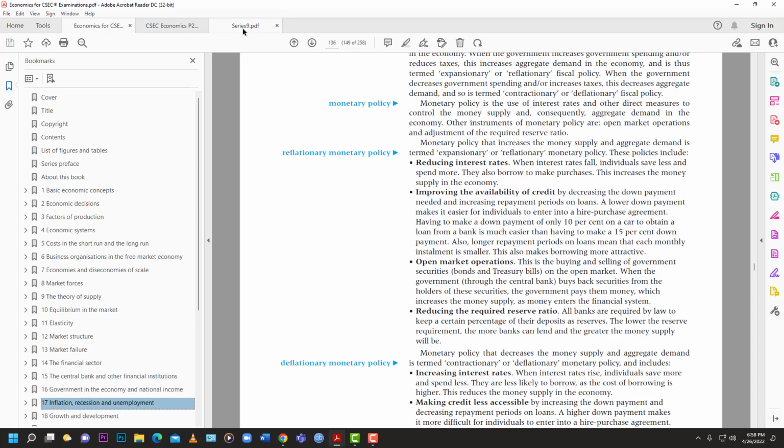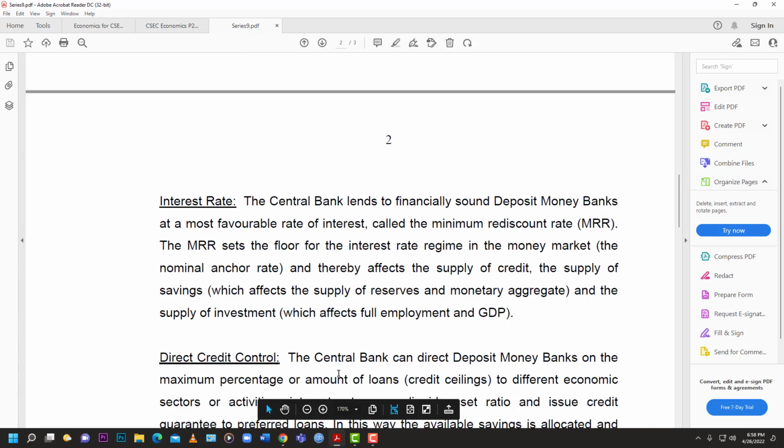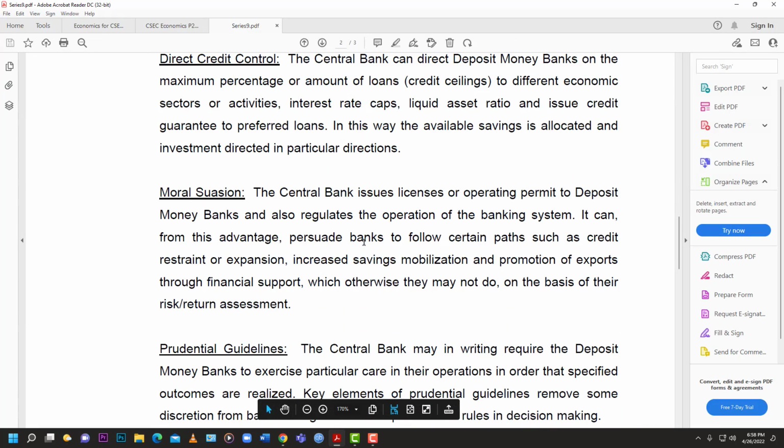Now there are other tools, there are whole other tools, right? One such tool is what we call moral suasion. Moral suasion means the central bank can try to persuade commercial banks to take certain courses of action that can increase the money supply, right?